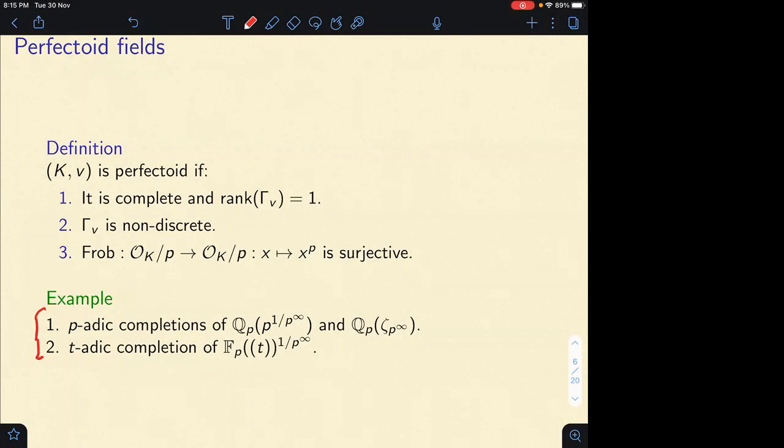And in general, a perfectoid field is a non-Archimedean valued field, which is complete. The value group is embedded in the reals, but it's non-discrete. So things like QP are already excluded. And the residue ring is semi-perfect. So the Frobenius map modulo P is surjective. Okay.